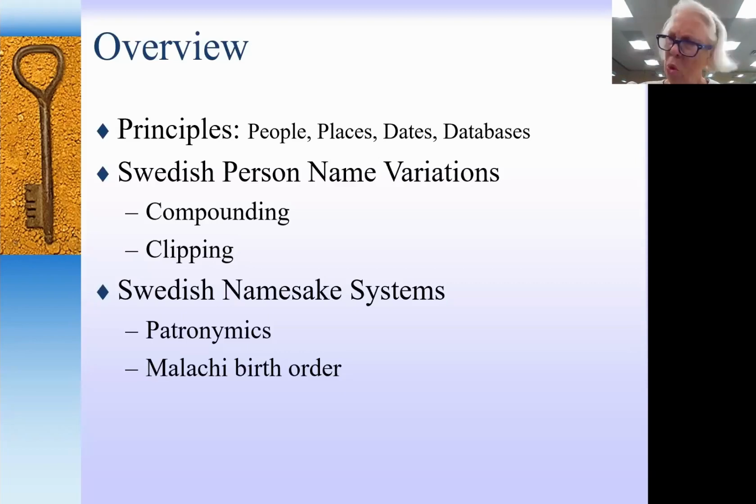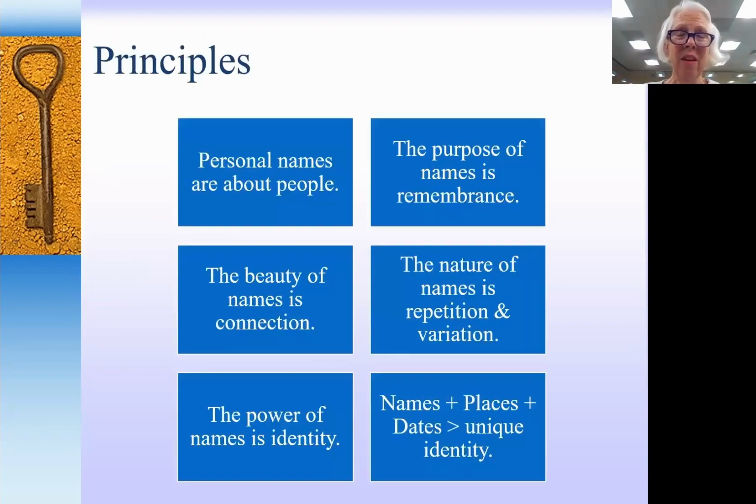You can put morphemes together and compound them, like in names like Edgar or Gertrude, which really have two meaningful parts to them in many languages. And then you can clip names. Katarina can become Kaisa or Katrina. And so we're going to take a little bit of a look at that.